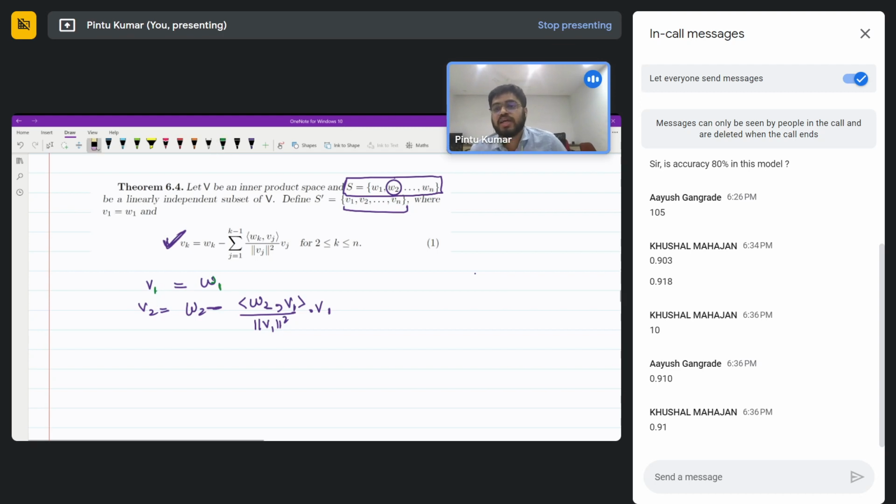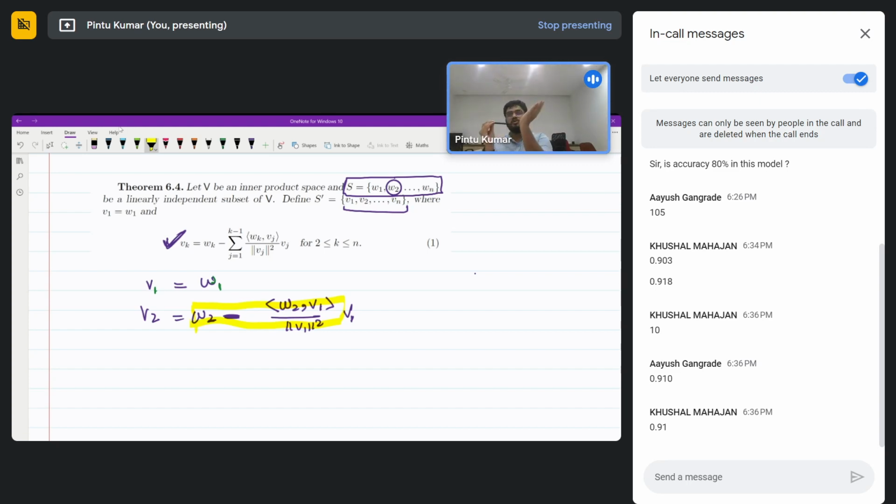Now for constructing the second vector, what you want is that your v2 should be perpendicular to v1. Okay, now how do we make a vector that is perpendicular to v1? So what we do is, from our w2, we subtract whatever quantity is inclined in the direction of v1. We take the projection of w2 in the direction of v1 and subtract it from w2. So now this new vector that we have obtained is perpendicular to v1.